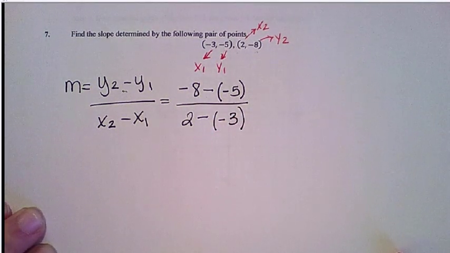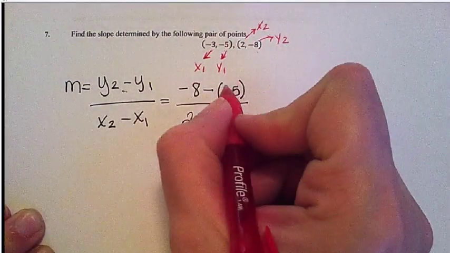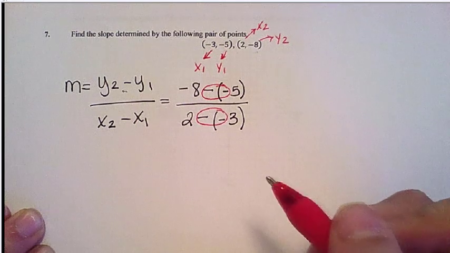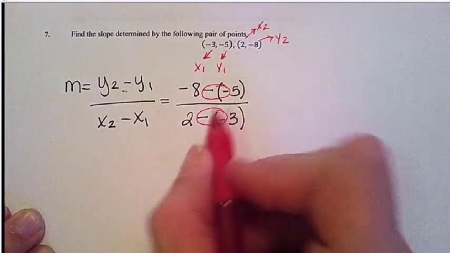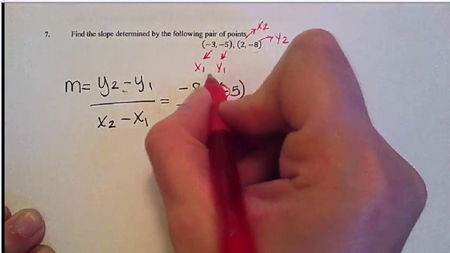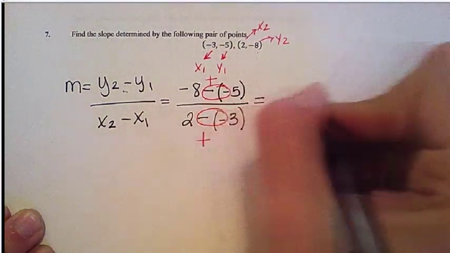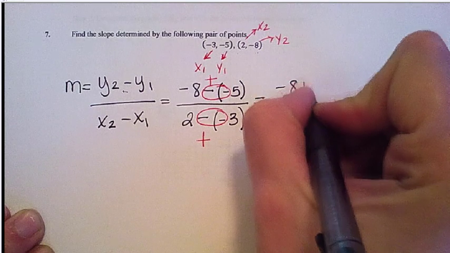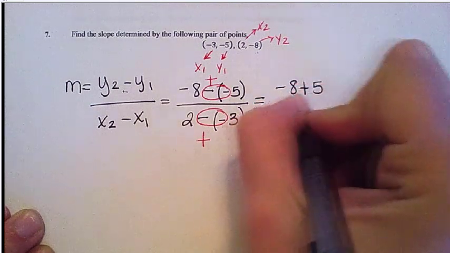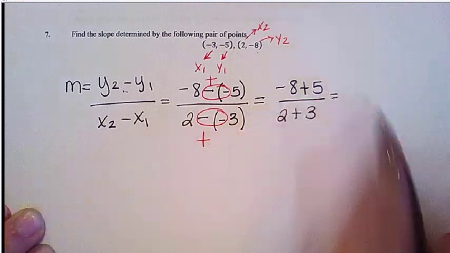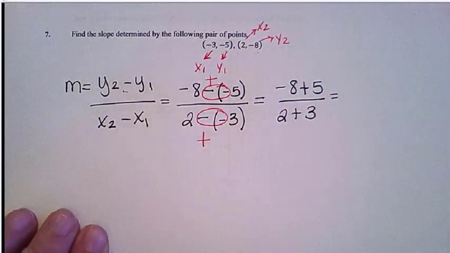A negative 3, excuse me. Now, one of the things that we need to do is talk about these two negatives here. Remember, two negatives directly in a row like that, minus a negative, is actually a positive. So I'm going to go ahead and just rewrite this real quick and say this is negative 8 plus 5 over 2 plus 3. And this will just make sure that when I do my arithmetic, I actually do the right math.